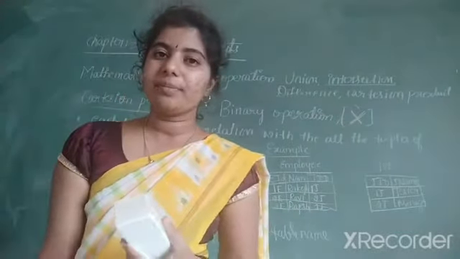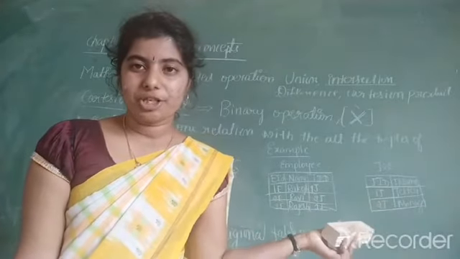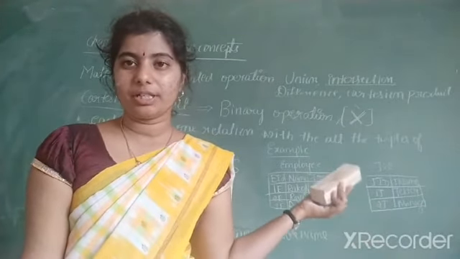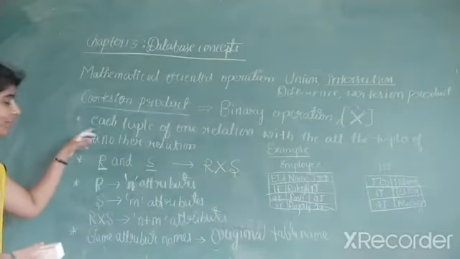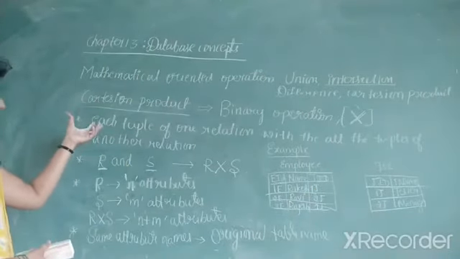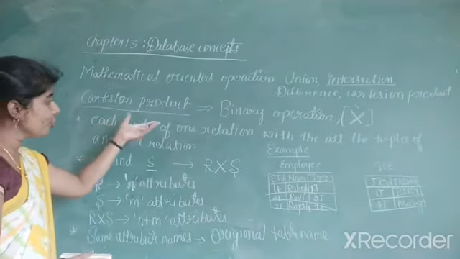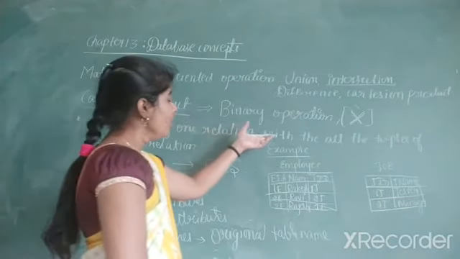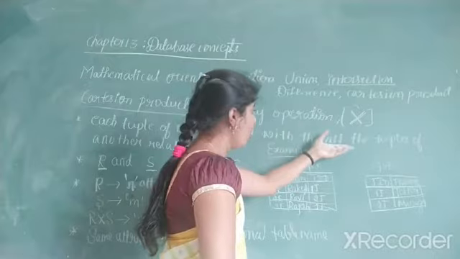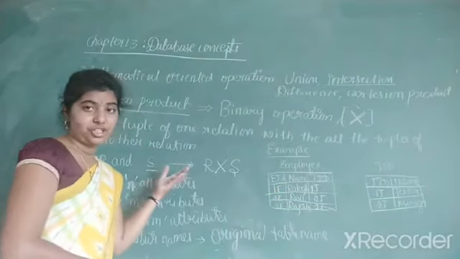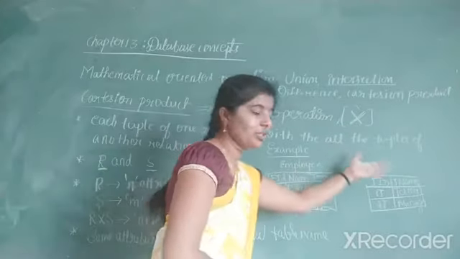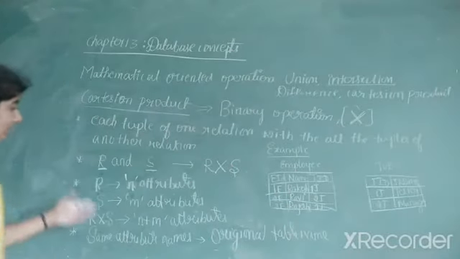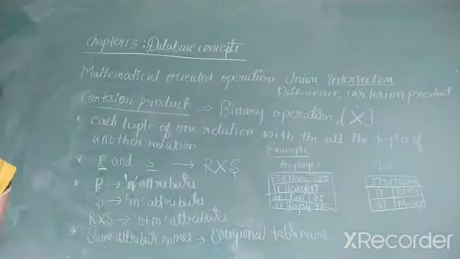Now, keeping these two tables, what operation should we perform? We should perform the Cartesian product. So what do we mean by Cartesian product? We have already written the definition here. Cartesian product refers to each tuple of one relation being combined with all the tuples of another relation. It is a collection of each tuple of one relation with all the tuples of another relation, and it is called the Cartesian product.